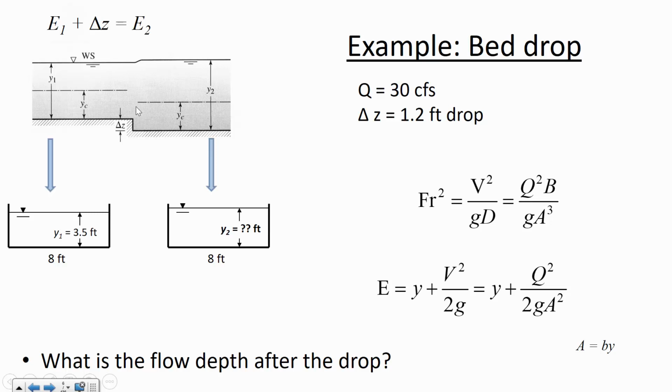That's the question. All right, so once you know that, then the next thing to do is find out what is the specific energy at 1. So it's just simply going to be related to y1 plus v1 squared divided by 2g. Or if you choose, you could say q squared divided by 2ga squared. So that's E1. And then step 3, E2 is going to be E1 plus delta Z. So find out what is the E2, and then we'll go through the rest of those stages together.